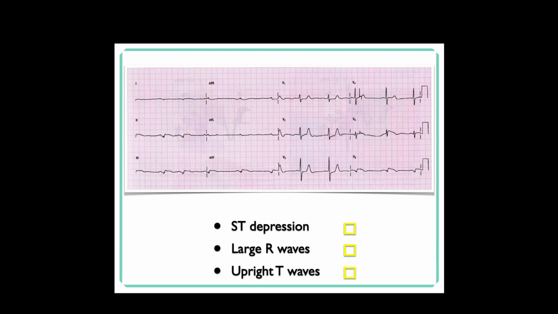Okay, Grace, the next one, please. Inferior, good. And then there's elevation in V5 and V6. And then ST depression in V1, V2. It's not much, but if you look, here's the isoelectric line, it's about a millimeter, so yes. And then large R waves, largish, I would agree. Upright T's, yeah.